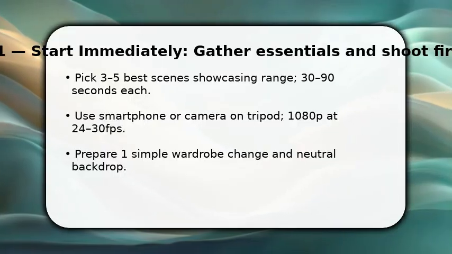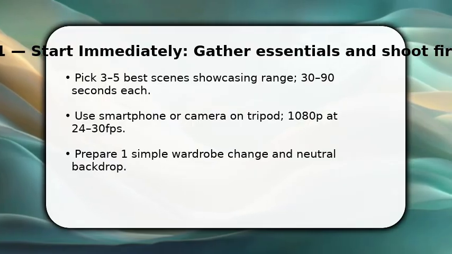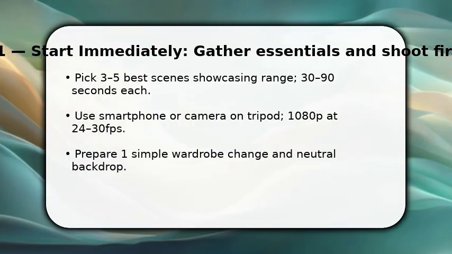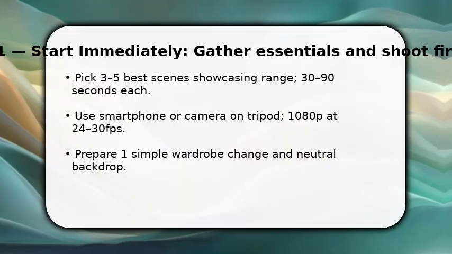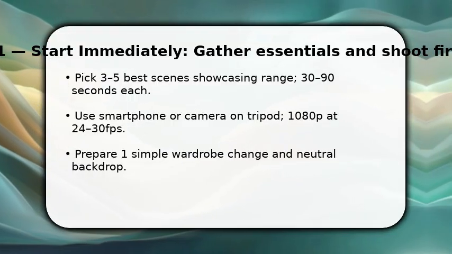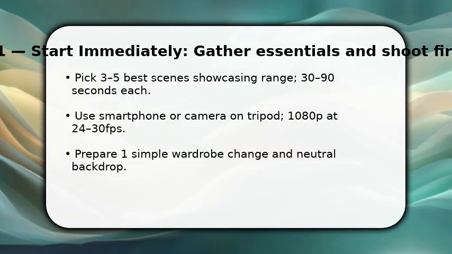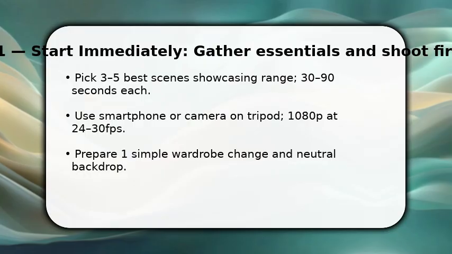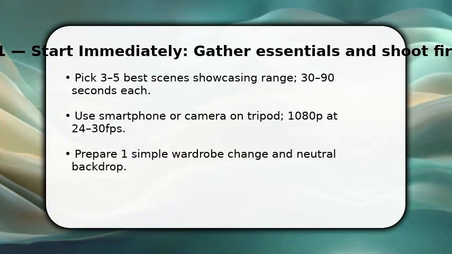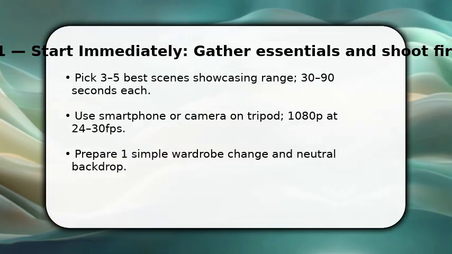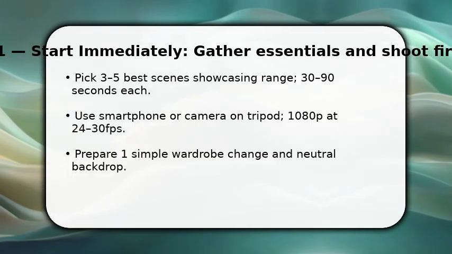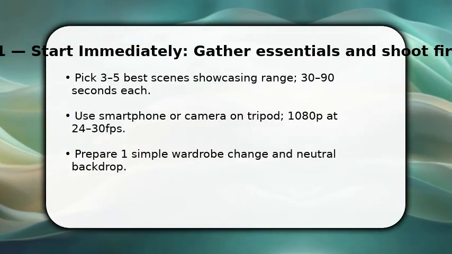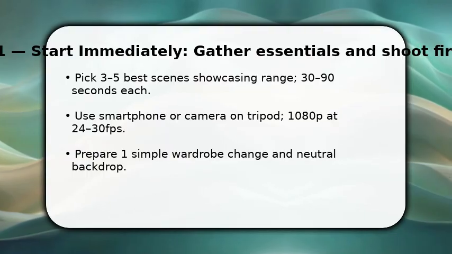You start now. Choose 3 to 5 distinct moments that show range, not perfection. Set up a tripod or stable surface, record in 1080p at 24 to 30 frames per second, and keep lighting soft and even so casting directors see you clearly. Once framed, perform each piece straight through, then do 1 or 2 variations. This gives choice. Make sure to capture clean audio with a lav or quiet room, because poor sound ruins otherwise good takes.